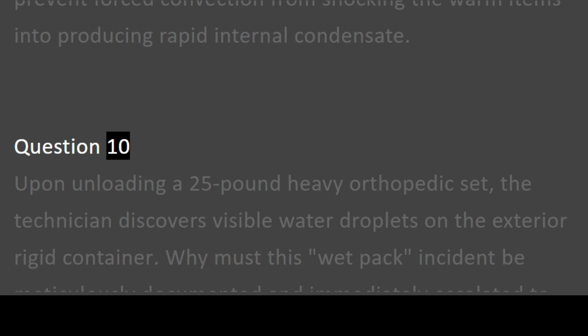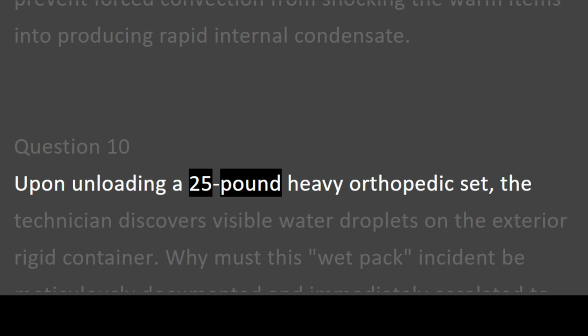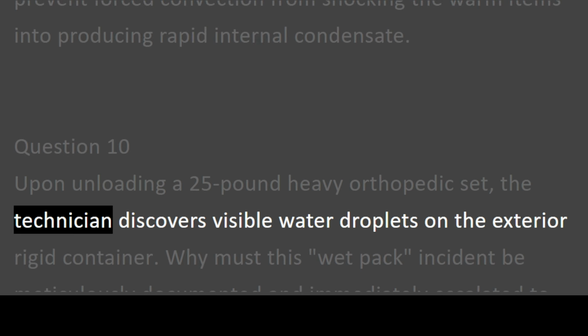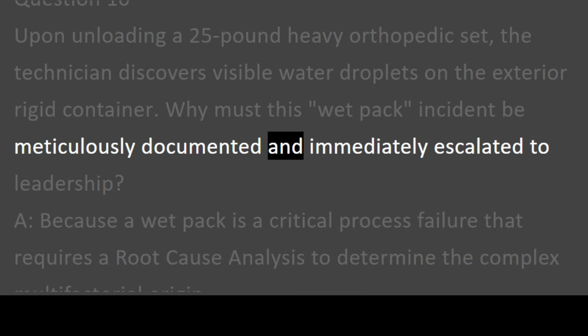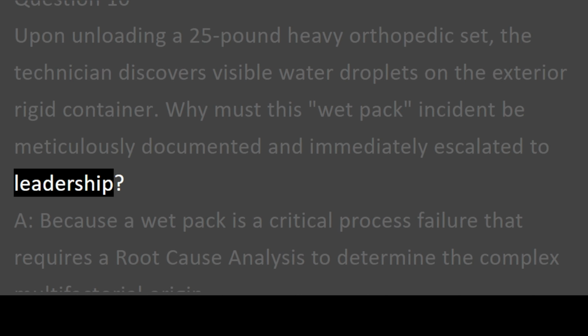Question 10. Upon unloading a 25-pound heavy orthopedic set, the technician discovers visible water droplets on the exterior rigid container. Why must this wet pack incident be meticulously documented and immediately escalated to leadership?